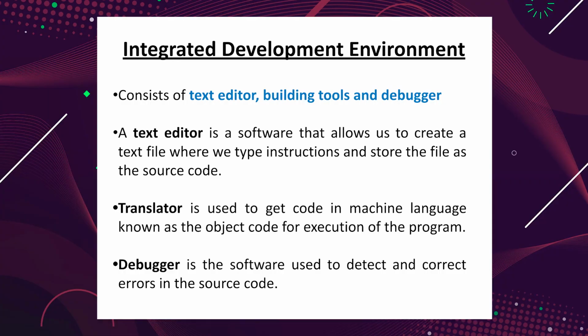Whenever we write a program, we need a text editor. A text editor is a software that allows us to create a text file where we type instructions and store the file as the source code. Then, an appropriate translator is used to get code in machine language known as the object code for execution of the program, and debugger is the software used to detect and correct errors in the source code.